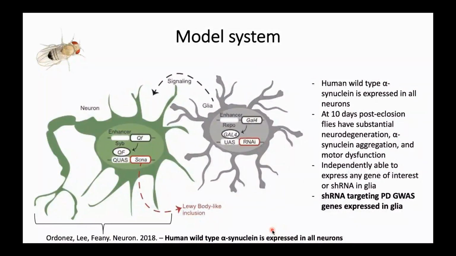So here I'm again returning to the fly model system, and here I'll show you a second way of using it. So again, we have human wild-type alpha-synuclein expressed in all neurons, and this time, rather than expressing alpha-synuclein in glia, I will express a short hairpin RNA in order to knock down Parkinson's GWAS candidate genes in glia to see if they have a role there.